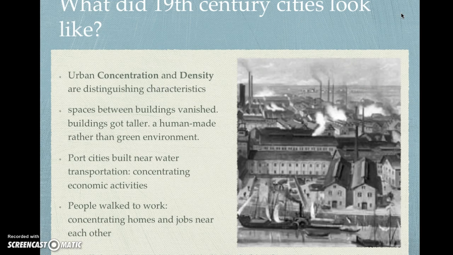What did they look like? Two of the biggest characteristics are concentration and density. Those are distinguishing characteristics, and I want you to think through what that means. But look at this picture of the city. You see here the ships and the vessels in the water. Port cities. Cities are built near water transportation. Think about any city that you know, there's a big river there. That's because the cities were built on rivers, because this was a way to concentrate economic activities. The ships would bring in the goods, and that's where it all started.